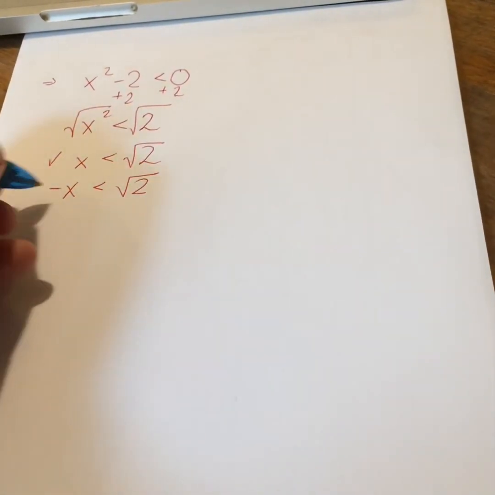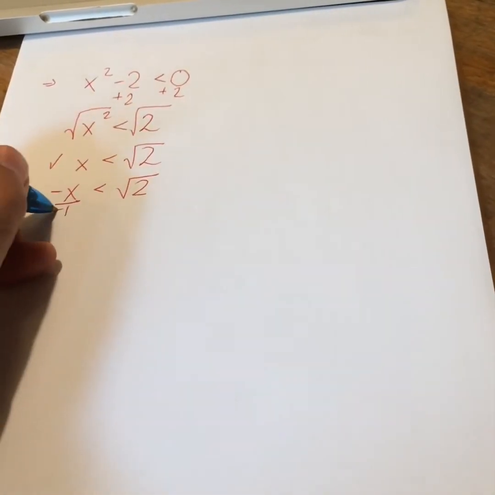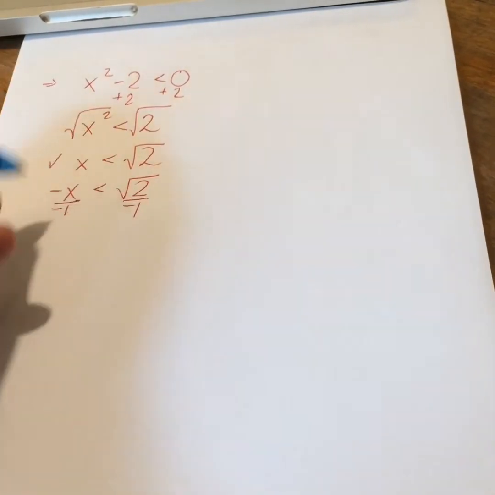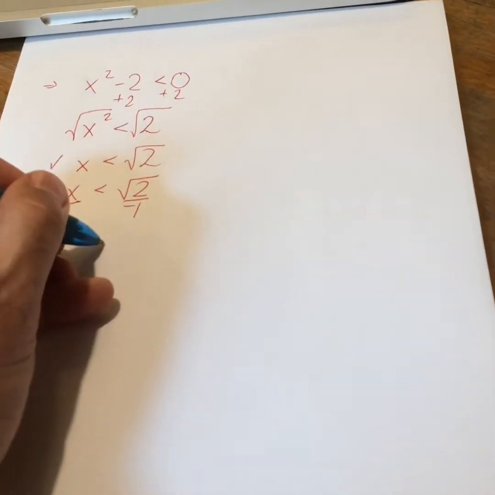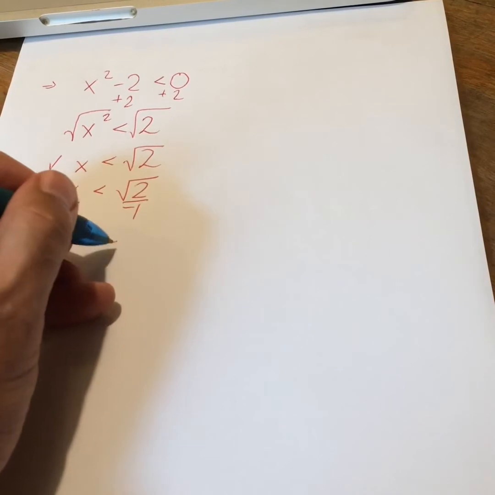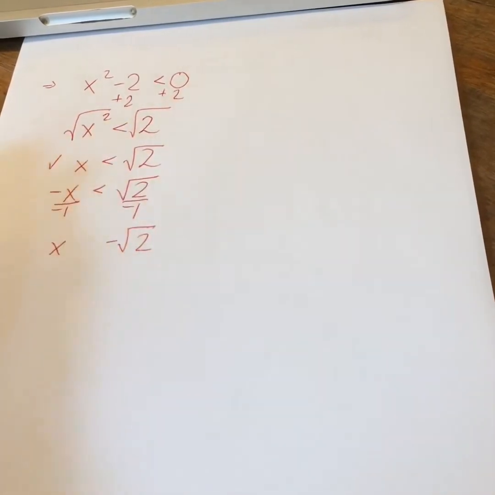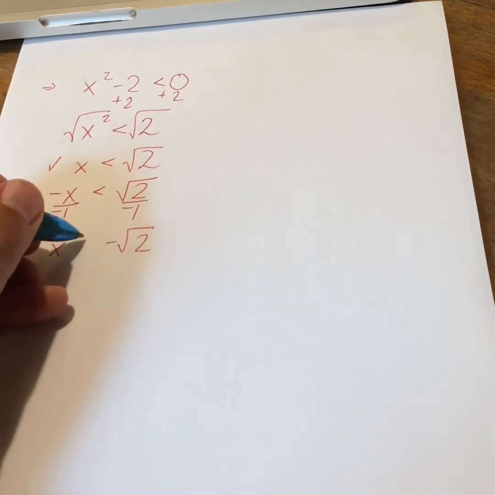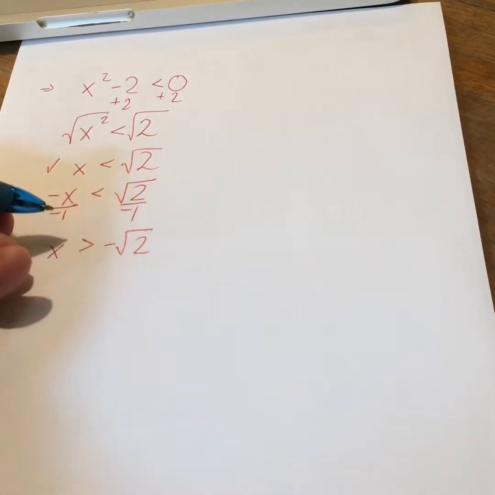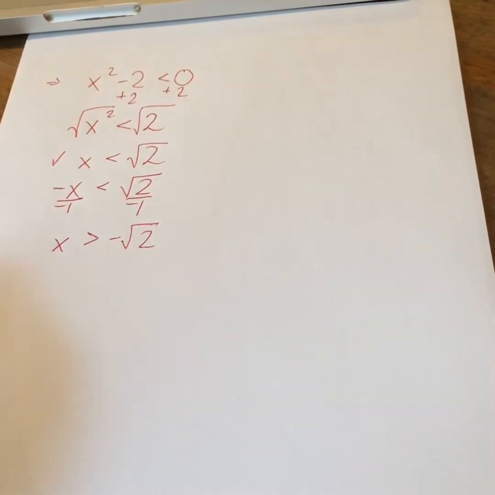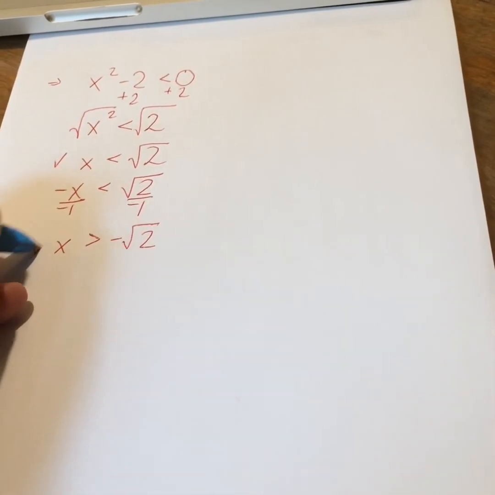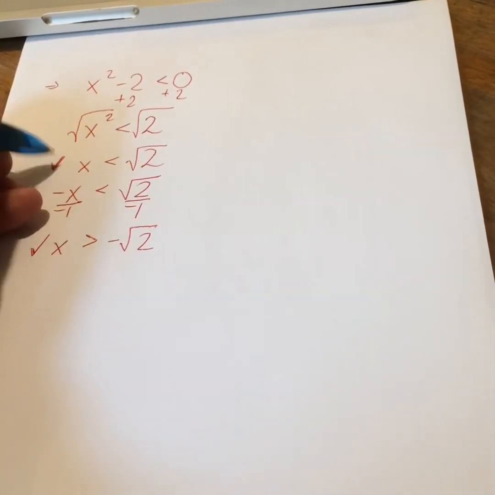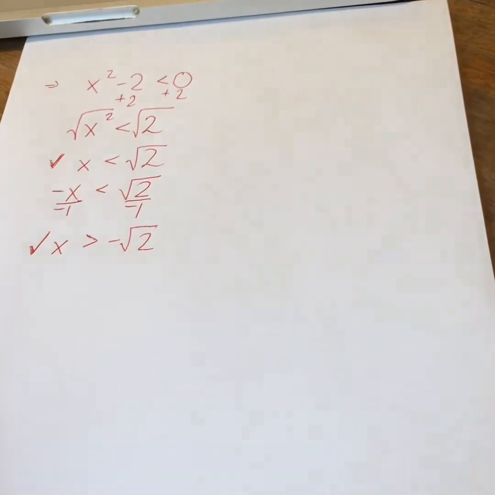And when we solve that for x, or essentially divide both sides by negative 1, we end up with x greater than negative root 2 on the other side. But the key now is that when we divide by negative numbers in inequalities, the sign flips. So essentially our solution becomes bounded by these two inequalities. This one here and this one here.